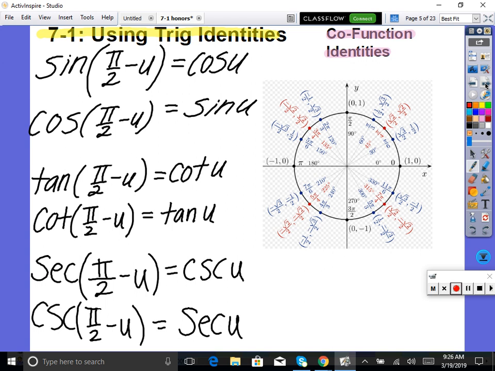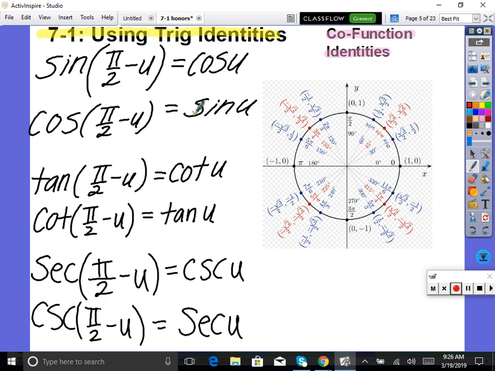So this tells us that if we have sine of pi halves minus some u, where u is an angle, so sine of pi halves minus u is equivalent to cosine of u. If you were to ever see sine of pi halves minus u, it would be more simplified to write it as cosine of u, because obviously cosine of just u is going to be more simplified than all this stuff inside. Does that make sense, everyone? So this side is more simplified.